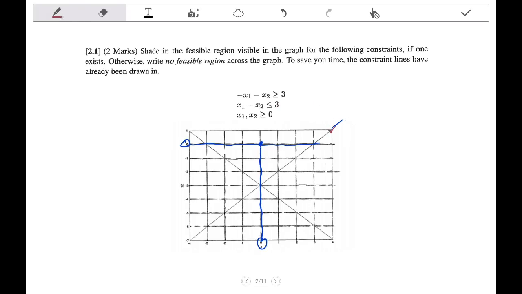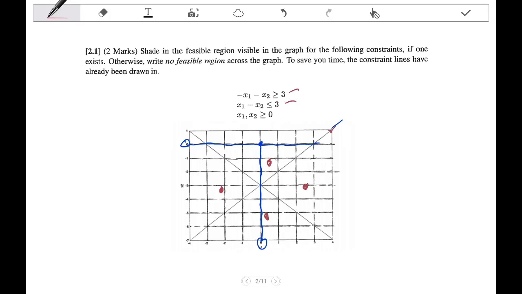After identifying the slopes, the next thing to do, since they told you not to waste your time, is don't even do the dotting. That's a waste of time. What you have to do here is just look at this and choose any point here, any point there, any point here. The point that satisfies both constraints, shade that area. If there's no point that satisfies both constraints, then write no visible region.